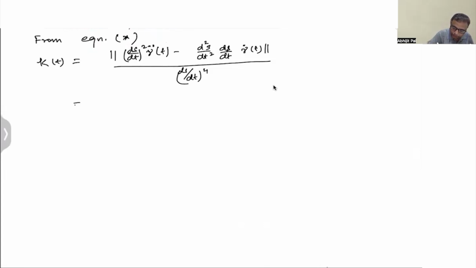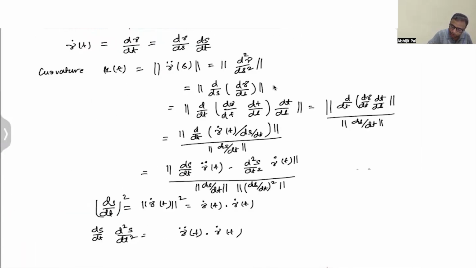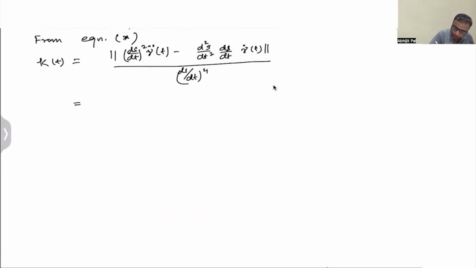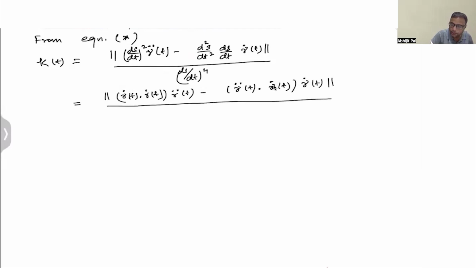Now in the numerator, by this previous identity, this is equal to the norm of the dot product of gamma dot(t) with gamma dot(t) times gamma double dot(t) minus gamma double dot(t) dot product with gamma dot(t) times this velocity vector gamma dot(t), close the norm, divided by, since ds/dt is the norm of gamma dot(t), this thing.